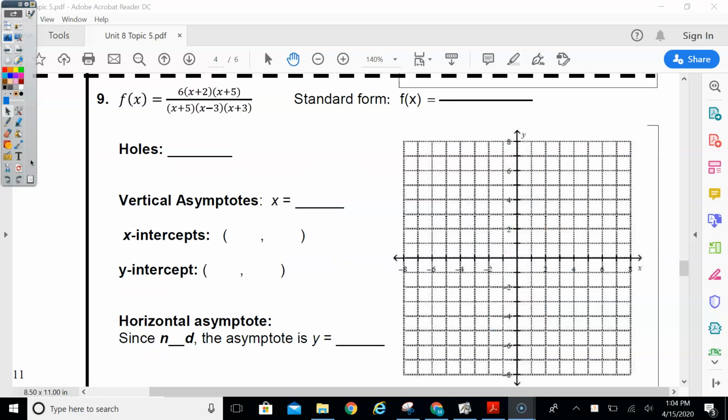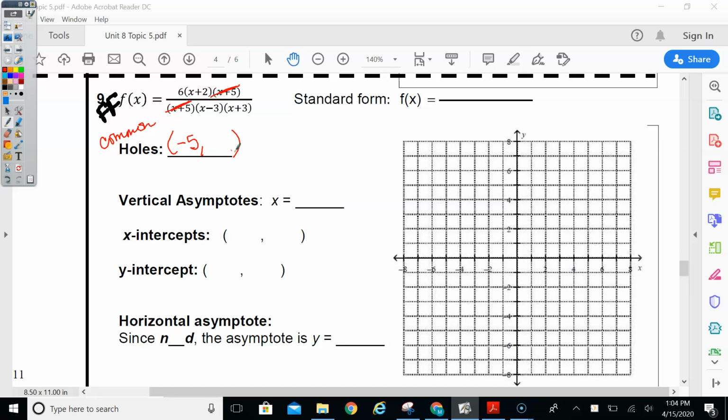Alright, so if we look at number 9, this time they're actually starting us with the other form. So this time we start with factored form. Let's go ahead and see what we can get from factored form. So first of all, are there any wholes looking at factored form? We have a +5 and a +5. So that means we have a whole at, so this is a common one, at -5. So -5 here.